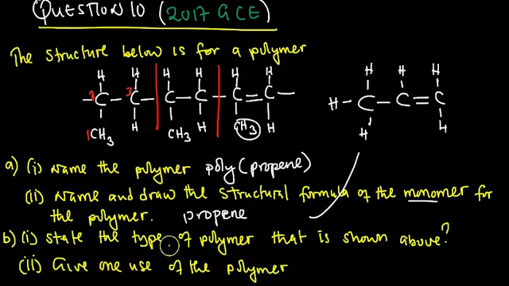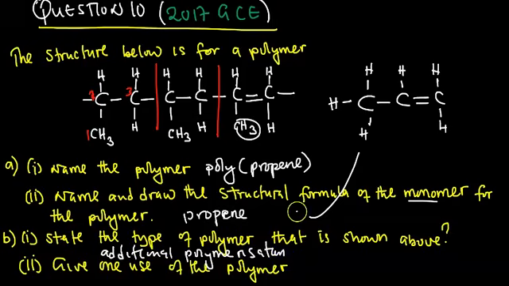Then state the type of polymer that is shown above. So this is called an addition polymer. Okay, so it's an addition polymer, because it is formed from what? Addition polymerization. So it's an addition polymer.